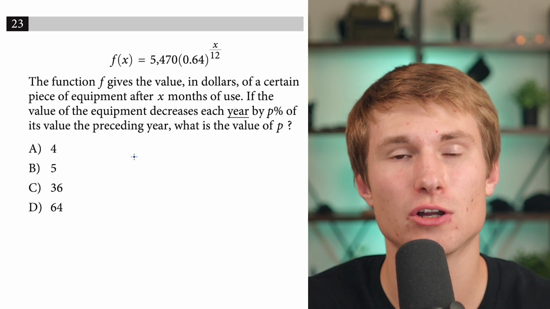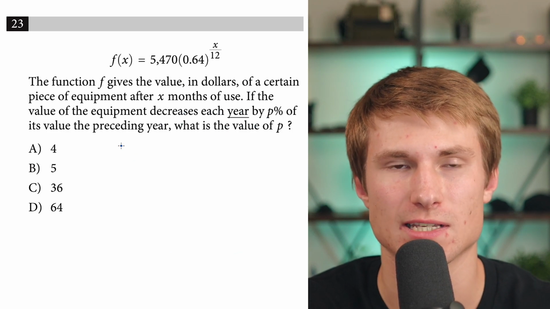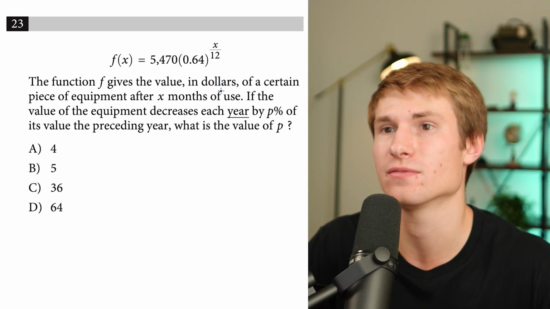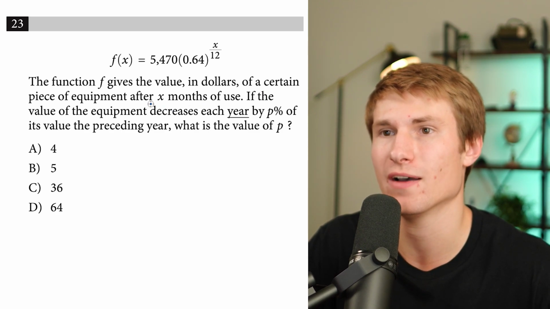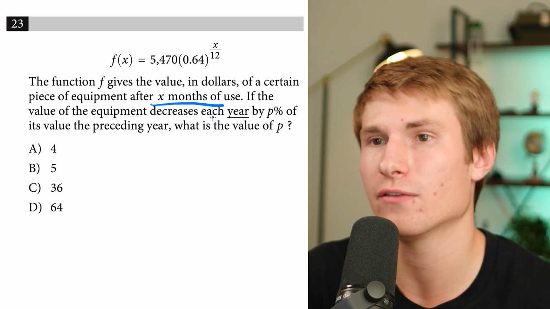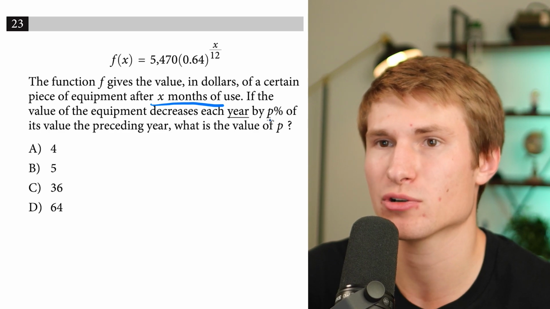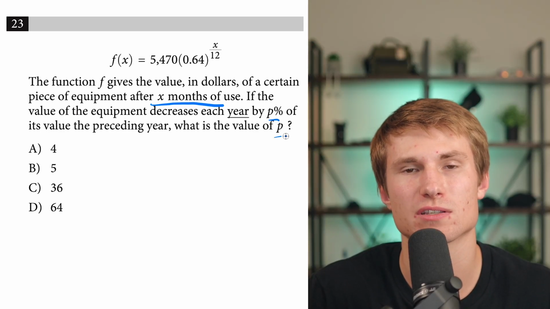Here's something you need to know about the formula for exponential growth on the SAT. Question 23 states the function f gives the value in dollars of a certain piece of equipment after x months of use. If the value of the equipment decreases each year by P% of its value the previous year, what is the value of P?